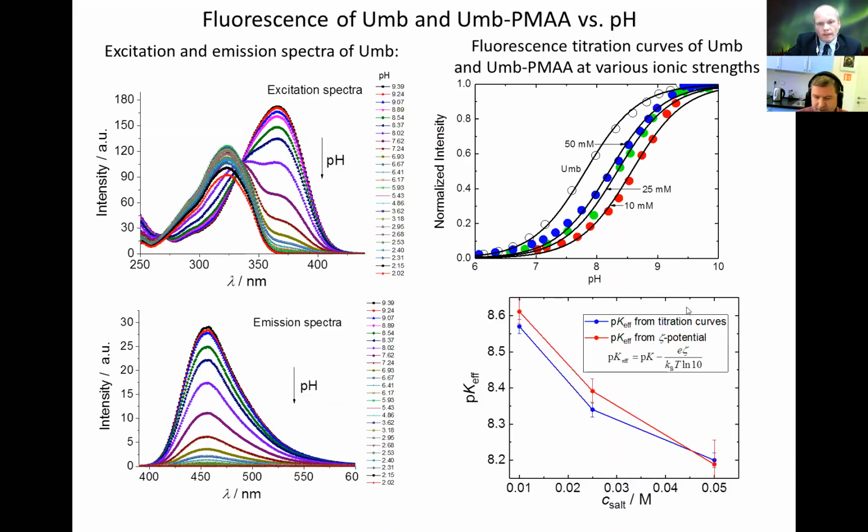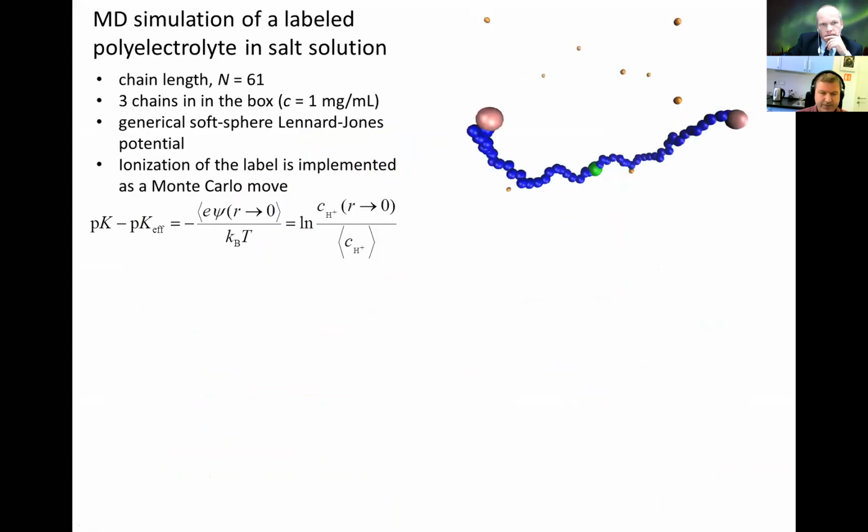And this is how it looks when we plot this effective pK as a function of salt concentration. So here you can really see that the effective pK is decreasing with increasing salt concentration. So now, as regards the comparison of the measurement with this simulation, what is unique in simulation is the fact that in simulation, we can independently look both at the concentration of counterions in the vicinity of the probe, and we can also look at the degree of ionization of the probe itself.